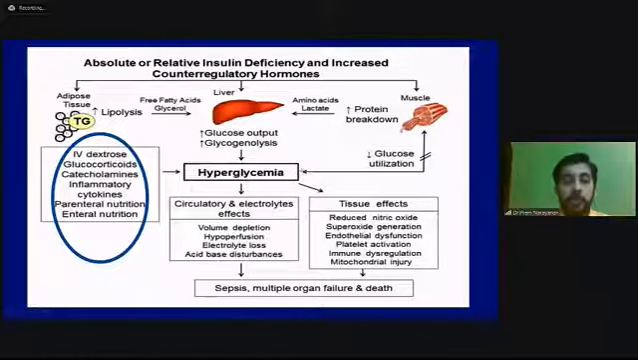So this all adds up to the hyperglycemia, which can have circulatory and electrolyte effects like acid-base disturbances, electrolyte disturbances, volume depletion, and hypoperfusion. At the tissue level, multiple effects can happen with reduced nitric oxide, platelet activation, and immune dysregulation, all resulting in sepsis with multi-organ failure and leading on to death.